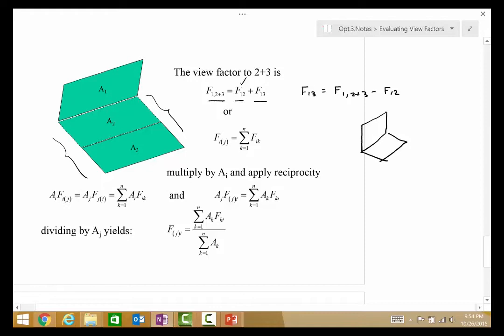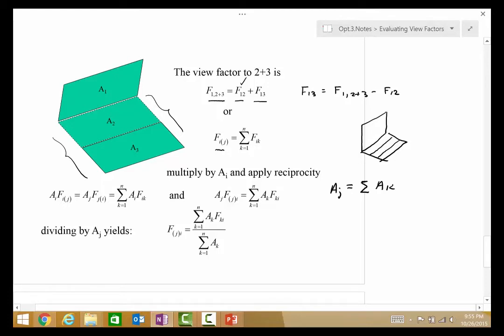More interesting relationships hold. Here what we're saying is that there's some surface J where J is subdivided, so AJ is subdivided into the sum of A sub K's. So we're thinking about a surface that is parameterized or divided into multiple other surfaces, where these are the K surfaces.